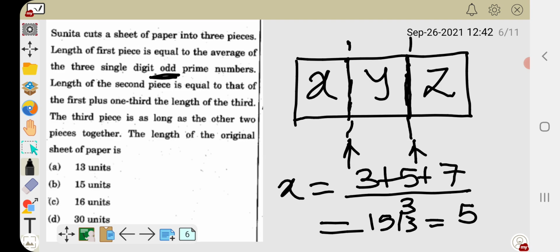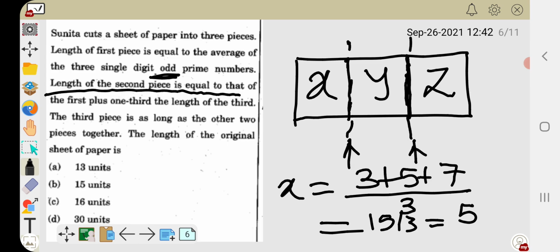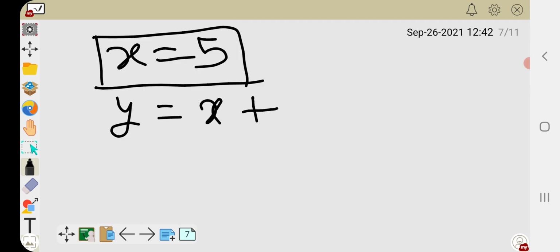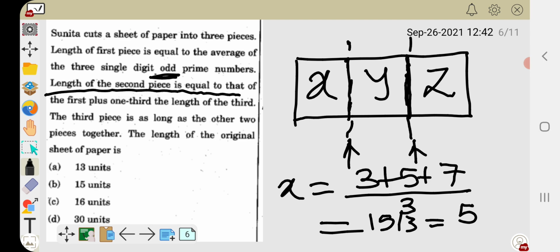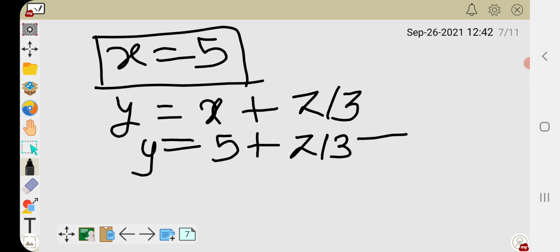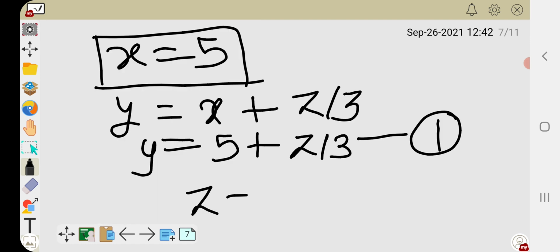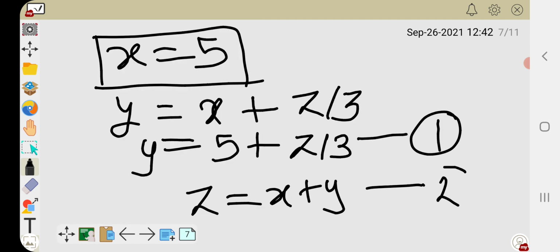Now it is said that the length of the second piece, that means y, is equal to that of the first, x, plus 1/3 of the third. The length of the third piece is z. So y is equal to x plus z by 3. But x is already known to us, 5. So y is equal to 5 plus z upon 3. This will be our equation 1. And the third piece is as long as the other 2 pieces together. So z is equal to x plus y is our equation 2.